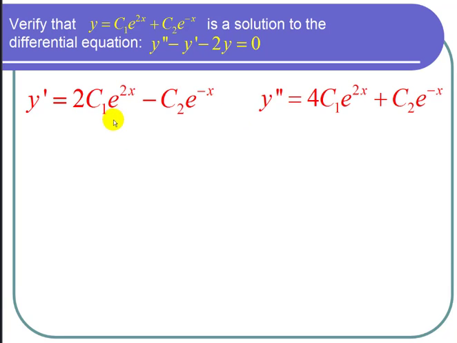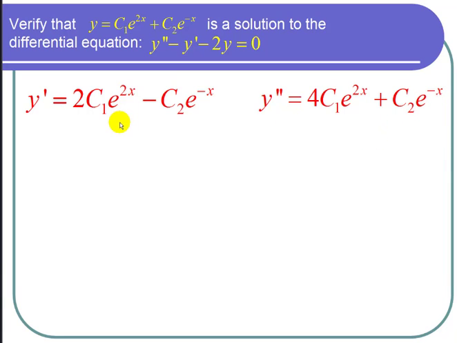Now let's find y double prime by taking the derivative of y prime. And I use a chain rule again. The derivative of 2x is 2. So 2 times 2 is 4. So I get 4c1 e to the 2x. And then the derivative of negative x is negative 1. So the negative 1 and this negative cancel, and I get plus c2 e to the negative x.